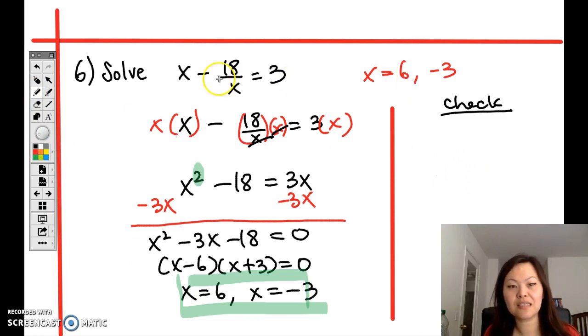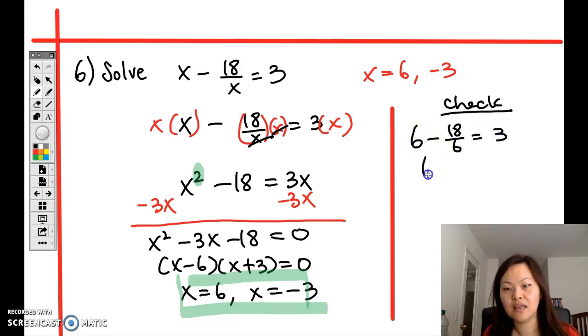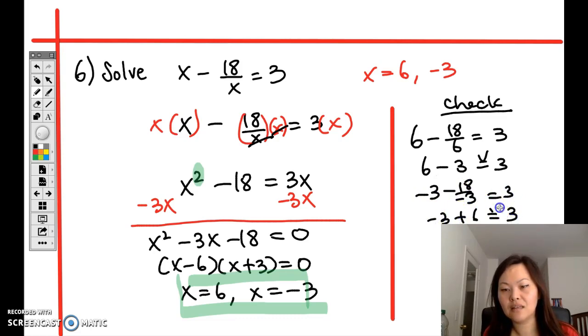So let's plug in 6 first. So instead of x, I plug in 6 minus 18 over 6, and that equals 3. Well, let's see. 6 minus 18 divided by 6 is 3. So yeah, that equals 3, right? So what about negative 3? Now let's plug in negative 3. So negative 3 minus 18 over negative 3 equals 3. Let's see. That's negative 3 plus 6. And that does equal 3, right? So we're good. So we know that both answers are correct.